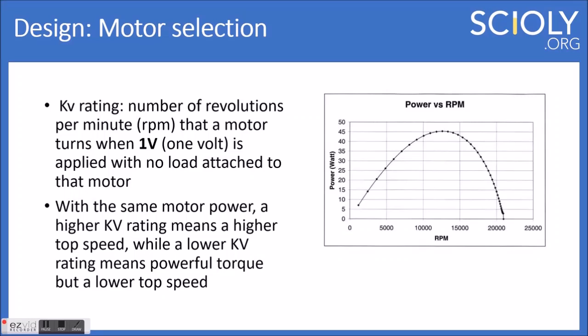So kV ratings, those are very common when you're looking at brushless motors. I'm not so sure about brushed motors though, but it's telling you the number of revolutions per minute that a motor will turn at 1 volt, but that's with no load applied. So you have to be careful when you're looking at RPMs because those are usually given at no load. They don't use a dynamometer, which measures RPM and efficiency with varying resistance.